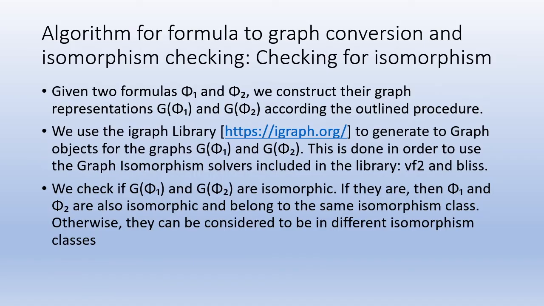We now consider the procedure for checking for isomorphism between pairs of CNF formulas. Given 2 formulas, phi1 and phi2 in their multiset representation, we construct their graph representations, G of phi1 and G of phi2, according to the outlined procedure. We use the iGraph library to generate graph objects for the graphs G of phi1 and G of phi2. This is done in order to use the graph isomorphism solvers included in the library. We check if G of phi1 and G of phi2 are isomorphic. If they are, then phi1 and phi2 are also isomorphic and belong to the same isomorphism class. Otherwise, they can be considered to be in different isomorphism classes.